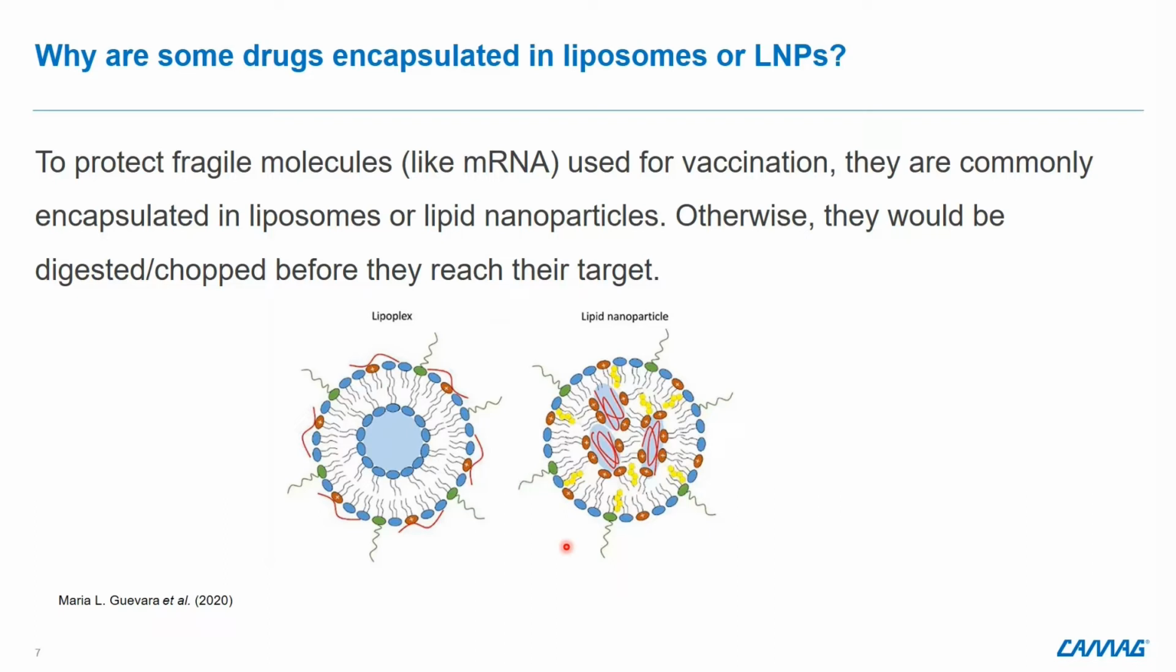Why are some drugs encapsulated in liposomes or LNPs? Fragile molecules like mRNA used for vaccination are encapsulated to protect them against digestion. Without a lipid shell, those molecules would be chopped before they reach their target.